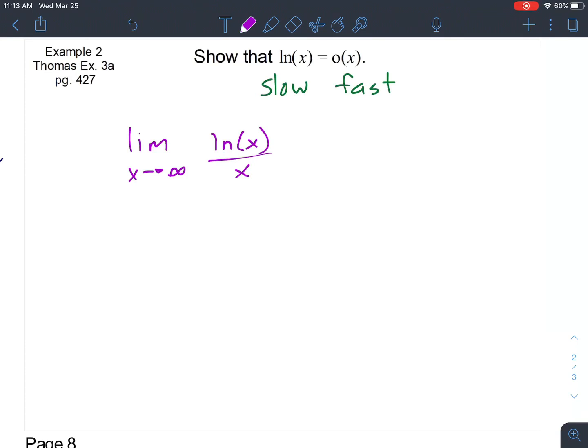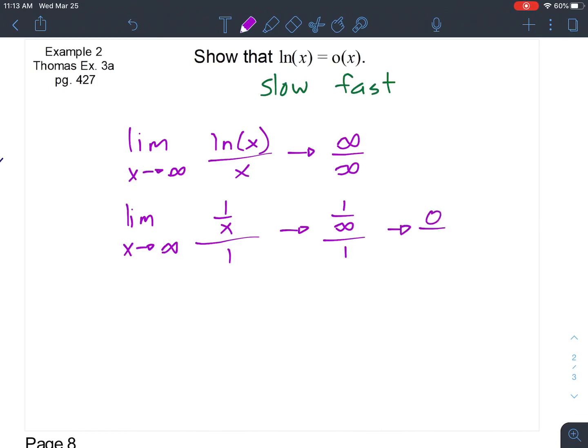For this one then, when we put in infinity, we see that we do get infinity over infinity. We need L'Hopital's. We're going to get 1 over x over 1. And kind of like the last one that we just had, this time we are going to get 0 over 1. So that is going to be equal to 0.